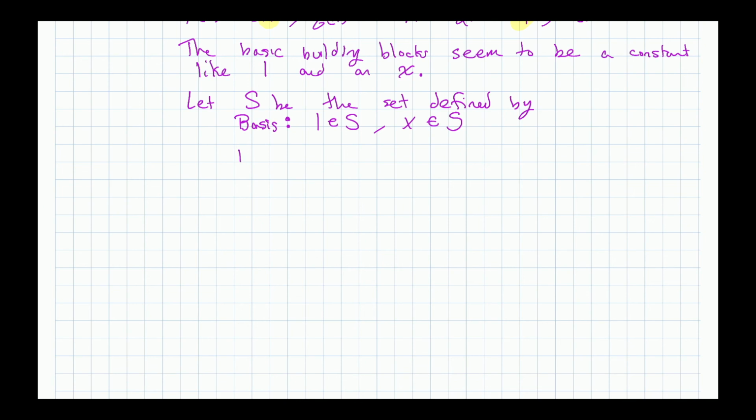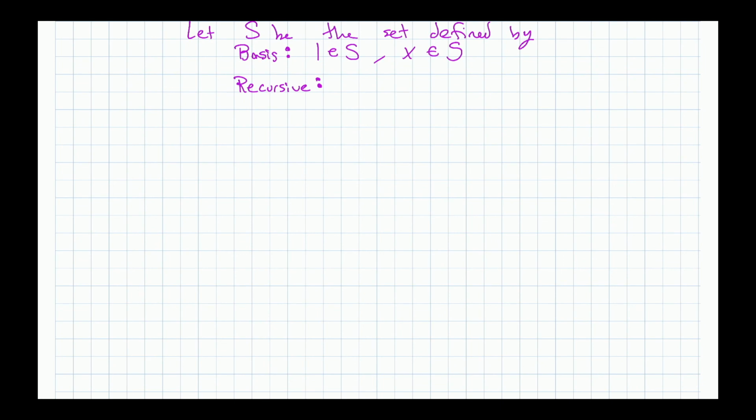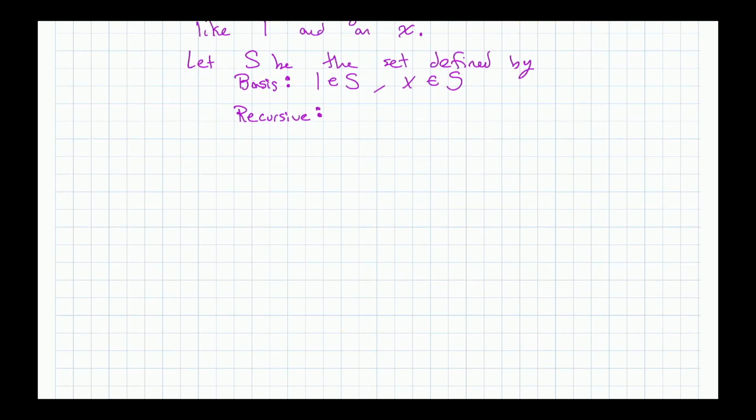Now, then what we need is the recursive part, where I tell you how to build new things in the set from the old things in the set. So here's what I think about that. I'm going to write it right there, but I need to scribble a little bit off to the side here. So I think I will, maybe over here on the left.